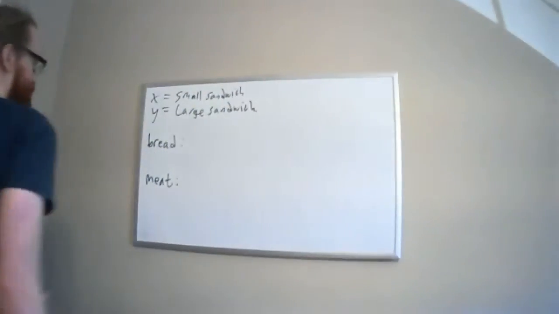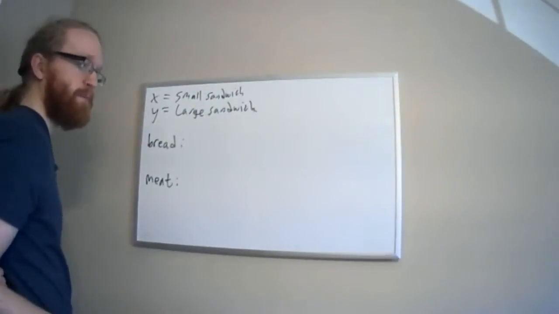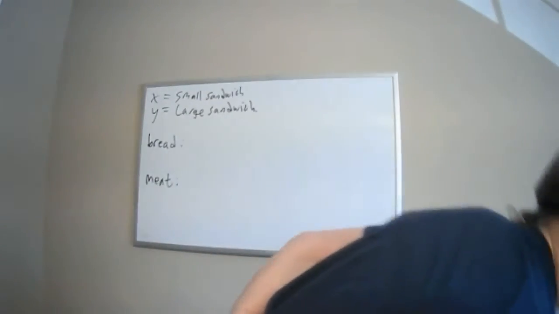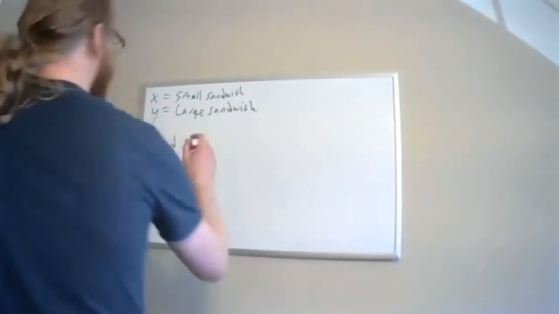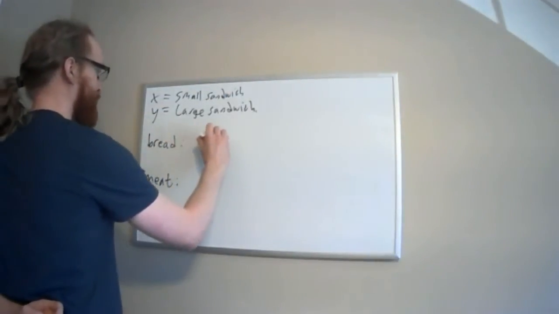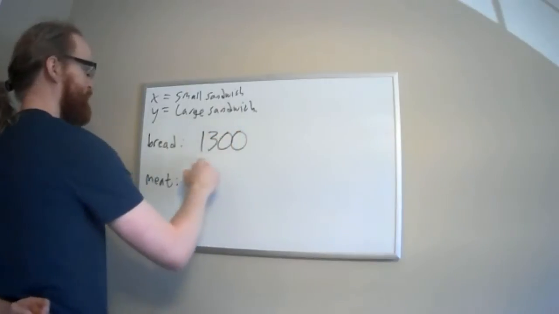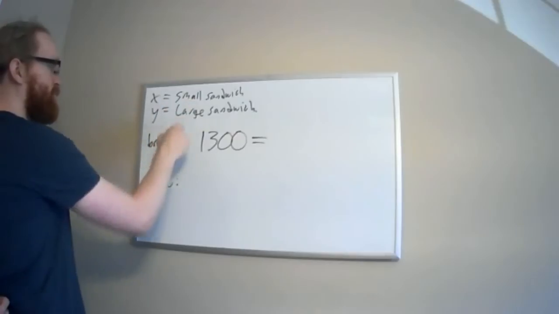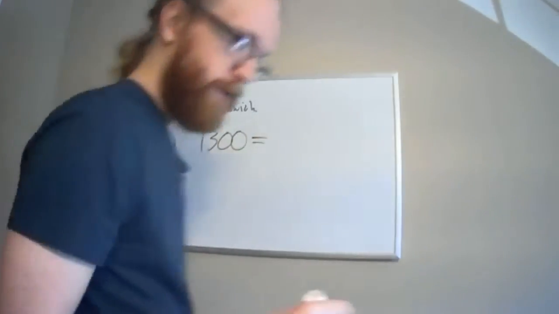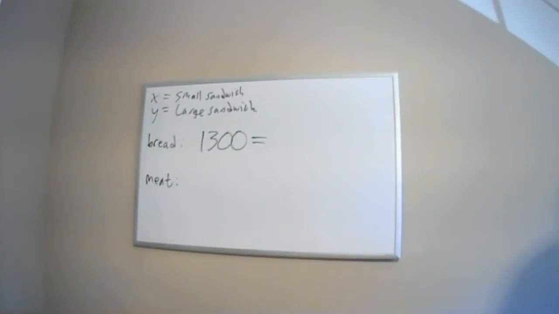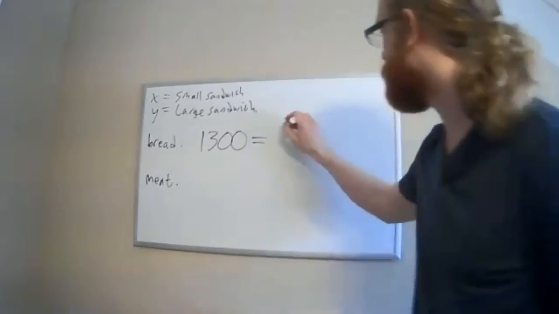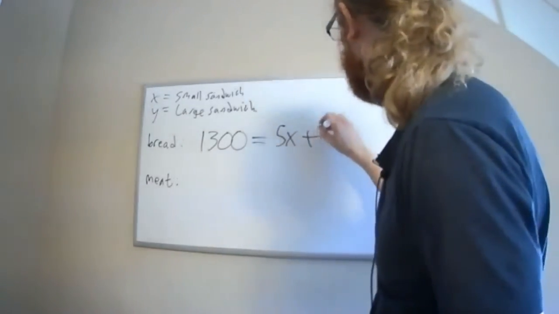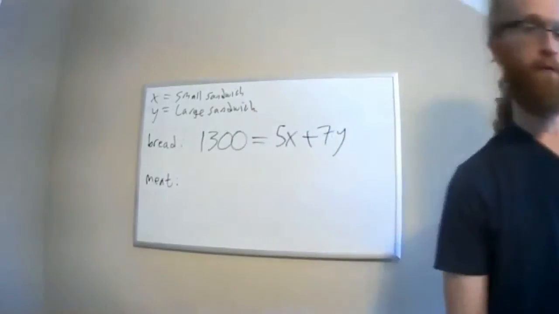So I can write down an equation like this because I know I have to use all of my bread. And it said 1,300 inches. Reading that right? 1,300 inches. I need to use all 1,300 inches, so I'm going to have this as my equation. 1,300 equals, then I need to represent the amount of bread per sandwich. Well, that's going to be 5 for the small and 7 for the large, so it's 5x + 7y is my first equation.